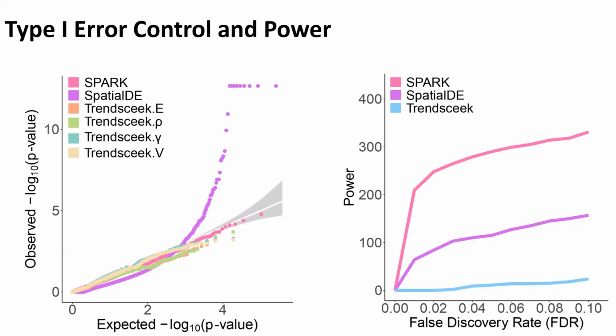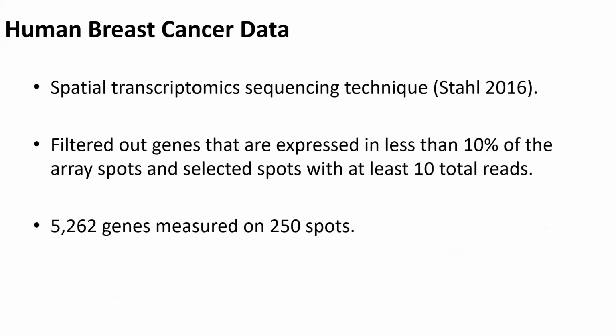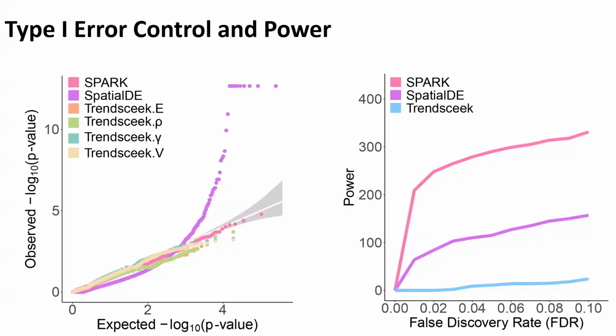All right. Okay, so let's look at this real data example. I'll skip all the simulations. In the real data example, this is a spatial transcriptomics sequencing technique. We did very minimal filtering: filtering out genes that are expressed in less than 10% of the spots, and selecting spots with at least 10 total reads. In total, we analyzed 5,000 genes measured on 250 spots. We look at two things here: one is type 1 error control, the other is power. Type 1 error control is on the left-hand side, and power is on the right-hand side.